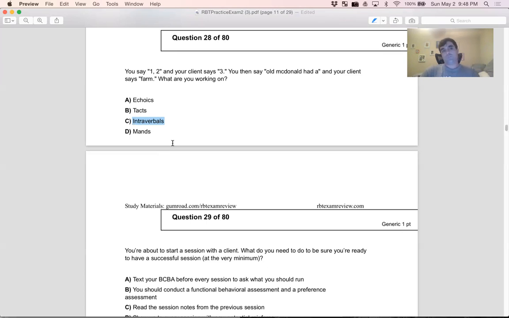What's your name? Bill. That's an intraverbal, okay? You eat with a spoon. That's an intraverbal, right? They're answering, okay? Or they're responding or they're communicating with you, okay? Those are intraverbals, right? In very simplistic terms, but that's all you really need to understand for the RBT exam, okay?